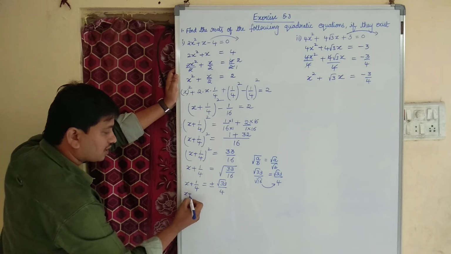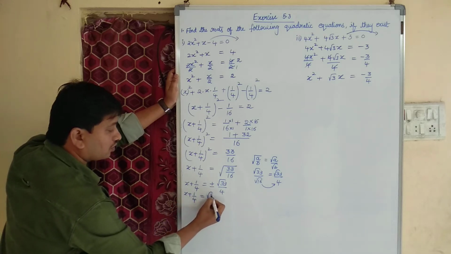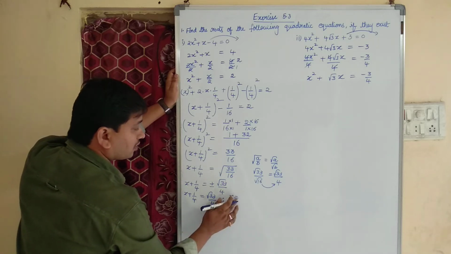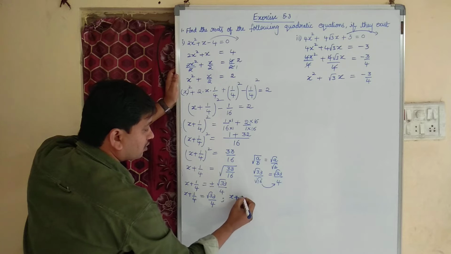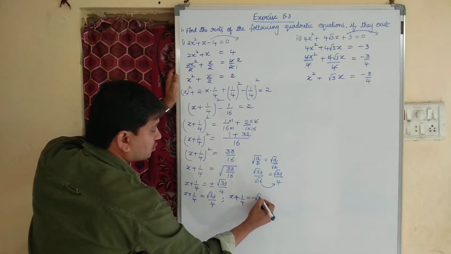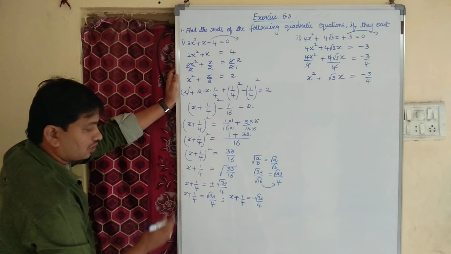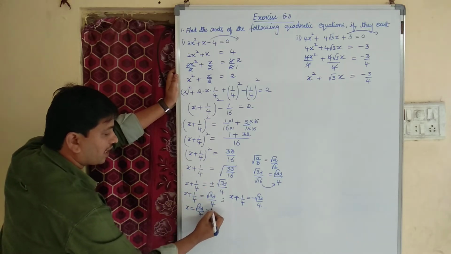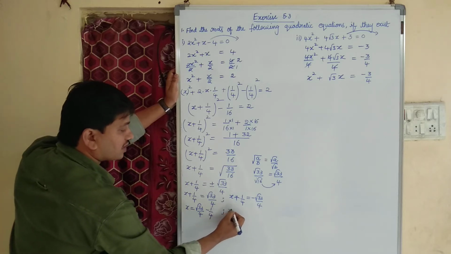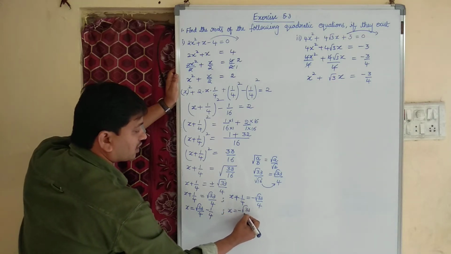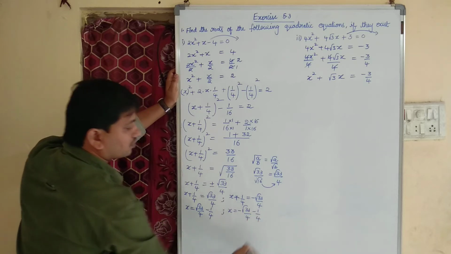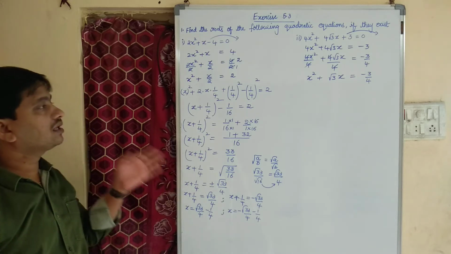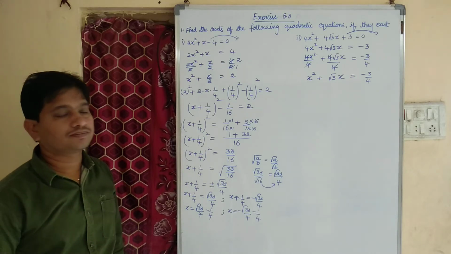The first case is x + 1/4 = +√33/4, and the second case is x + 1/4 = −√33/4. Okay, plus 1/4 you transpose, so x = √33/4 − 1/4, and the second case is x = −√33/4 − 1/4. They are the two roots of the quadratic equation by using the completing the square method.